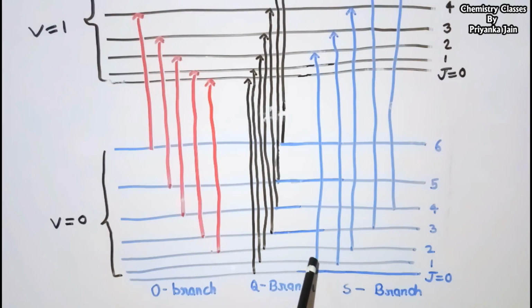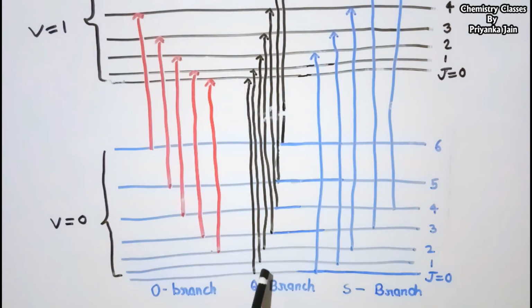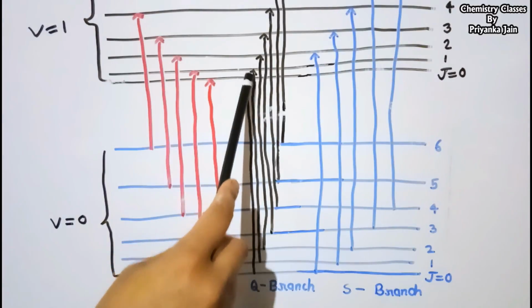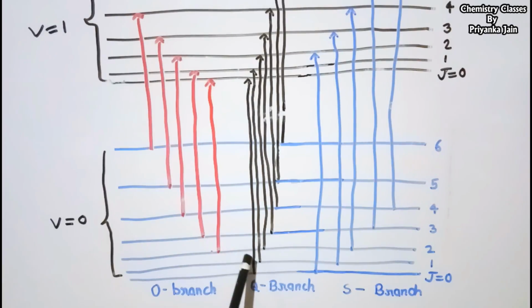Now the transitions that can take place in the middle, we will observe the transitions for ΔJ is equal to 0. It means when there is no change in the rotational quantum number, a transition takes place from J is equal to 0 to J is equal to 0 of the higher vibrational level, from J is equal to 1 to J is equal to 1. Similarly, different transitions are taking place between the same rotational quantum numbers. So we observe a set of closely spaced lines in the middle of the spectra that are called the Q branch.